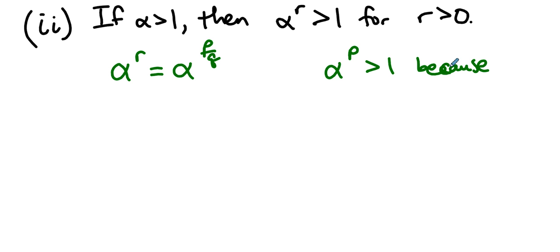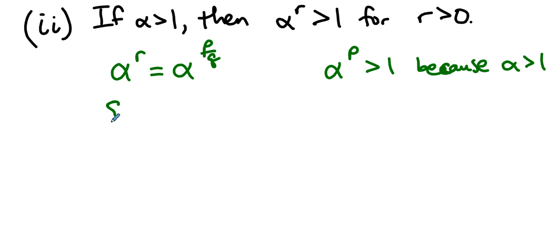because alpha is greater than 1, and it's being raised to some integer power. So if a number greater than 1 is being raised to some integer power, then, right? We know that R is positive, so this is definitely a positive integer.